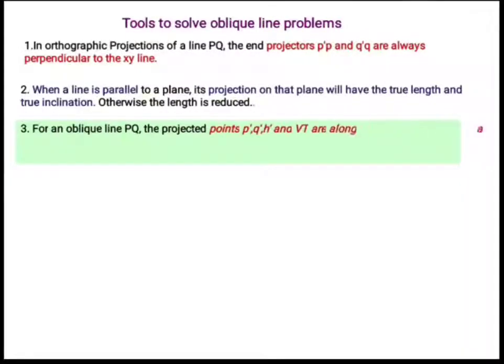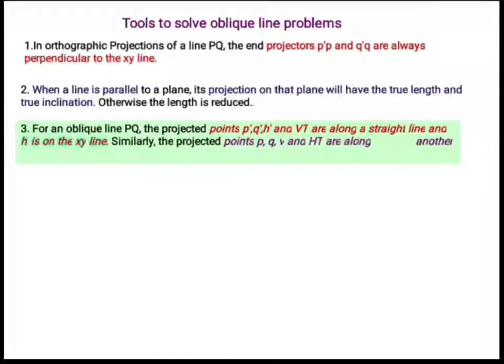And for an oblique line PQ, the projected points P dash, Q dash, H dash and VT are along a straight line and H dash is on the XY line. Similarly, the projected points P, Q, V and HT are along another straight line and V is on the XY line. Note down, H dash is on the XY line and V is on the XY line.